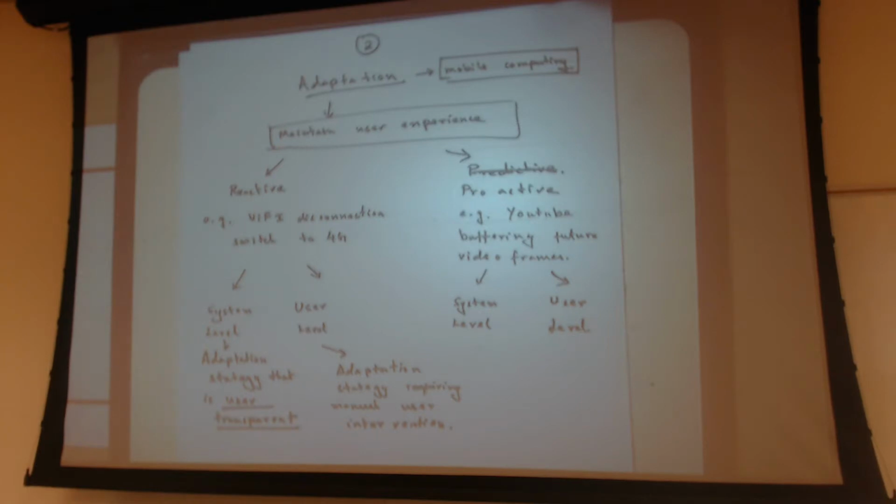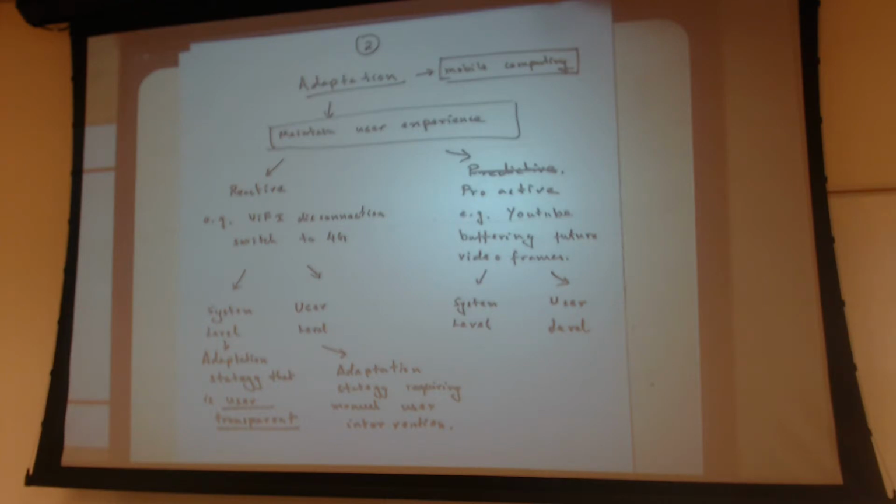So what is an example of proactive? The YouTube buffer. You buffer the frames and it doesn't ask the user, it just does it. So that is an example of system level proactive adaptation.